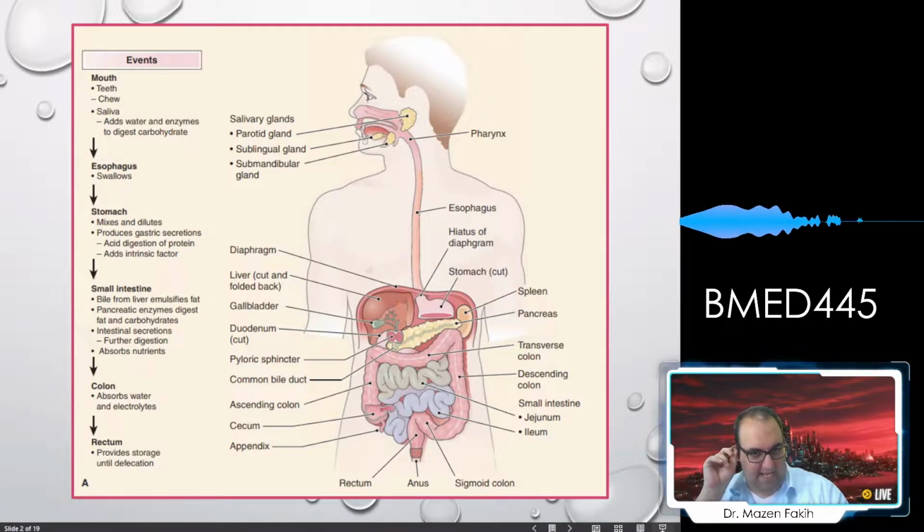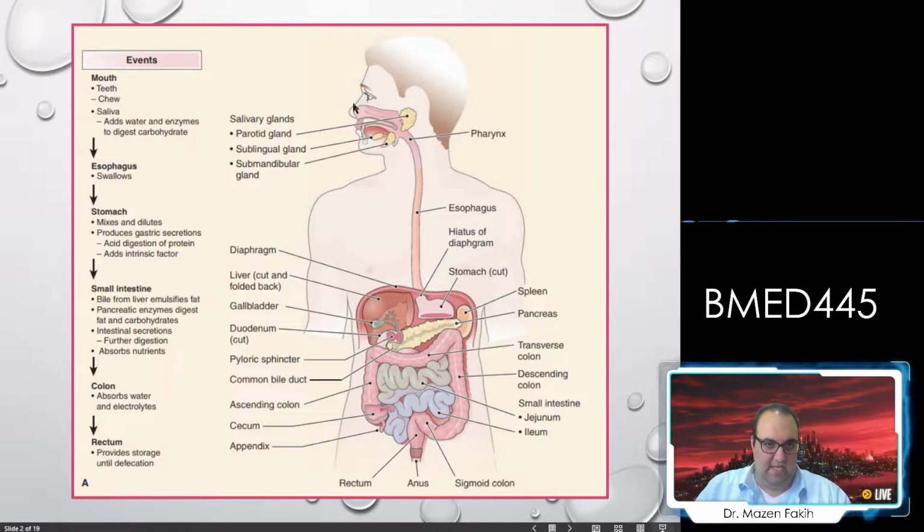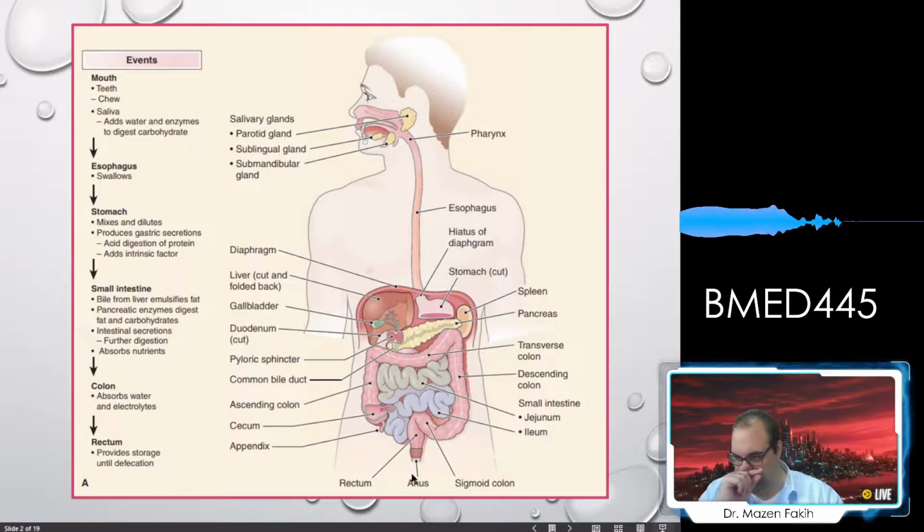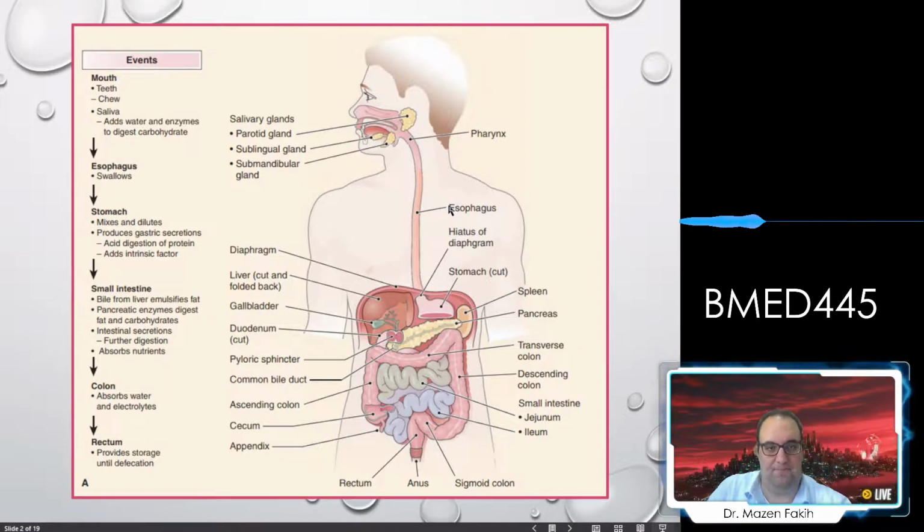Because for all practical purposes, the opening of the mouth through the esophagus, through the stomach, through the small intestine, and then the large intestine, eventually through the rectum and the anus, is one opening. It has one opening at the beginning and one opening at the end. So it is basically one large tube.